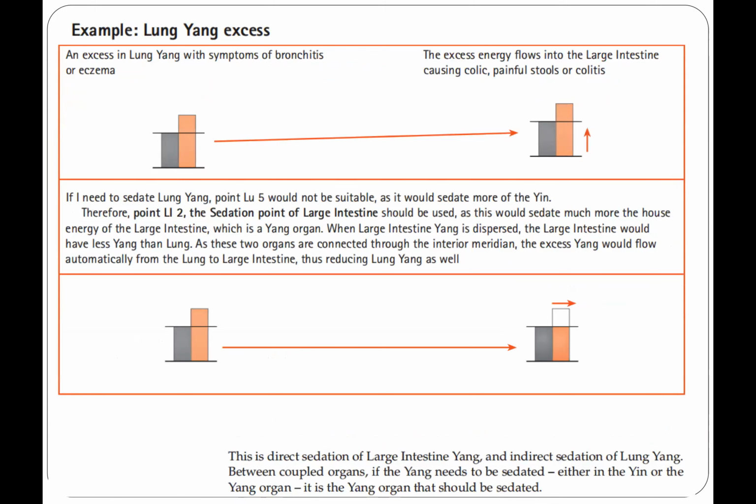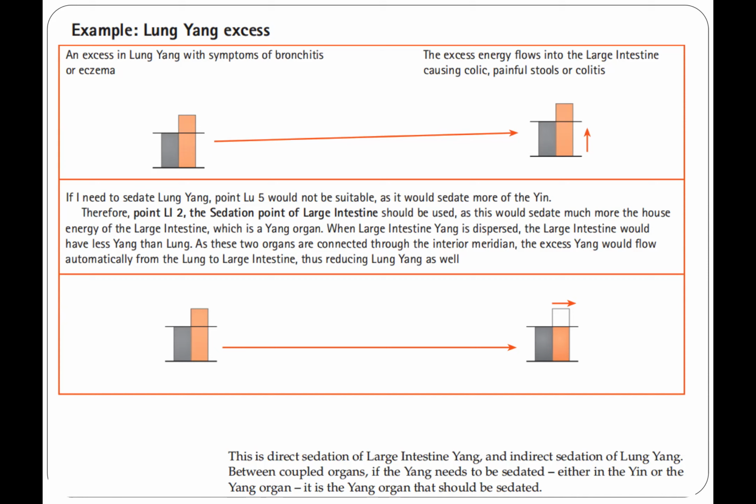So, maapektuhan po siya, magkakaroon ng counter effect. An excess in lung yang with symptoms of bronchitis or eczema. So, kung sobra po yung yang dun sa lung, so magsasedate ka, ang excess energy ay pupunta po sa large intestine. Nagkakaroon siya ng colic, painful stool, or colitis. So, dun po siya pupunta. So, sabi ng author, if I need to sedate lung yang, point lung 5 would not be suitable, as it would sedate more of the yin.